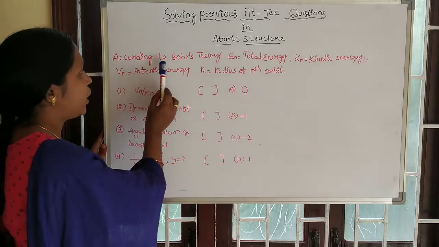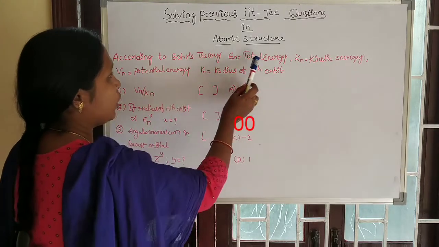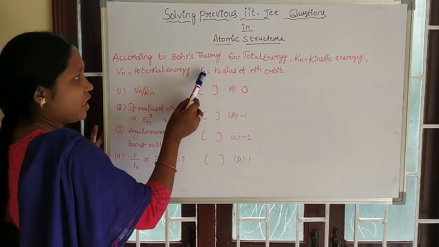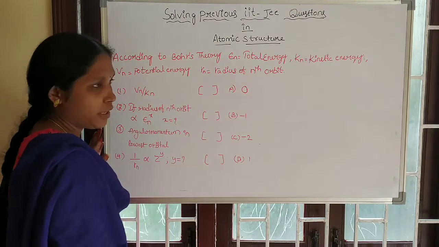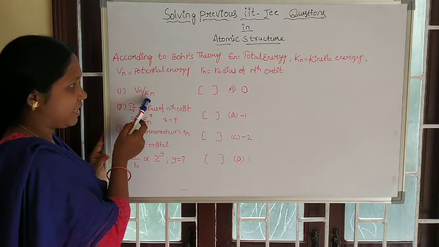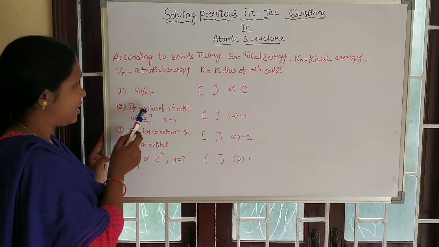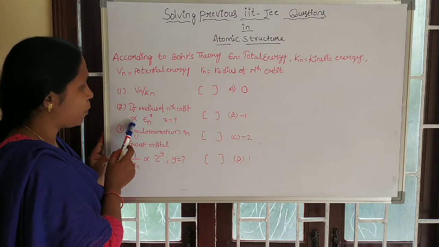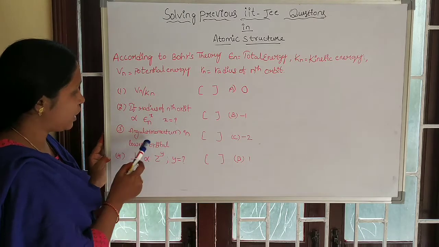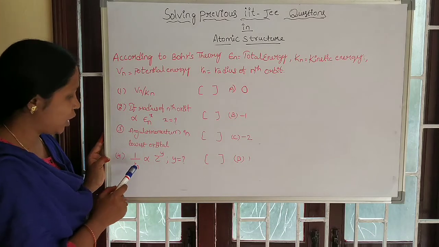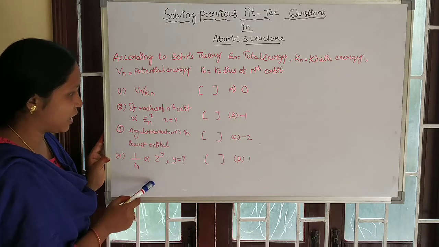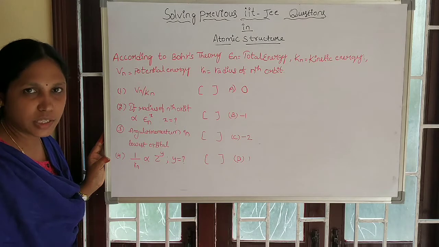See the next one. According to Bohr's theory, En is the total energy, Kn is the kinetic energy, Vn is the potential energy, and Rn is the radius of the nth orbit. Then match the following. Here, Vn by Kn is, and the radius of the nth orbit is proportional to En power x. What is the x? And the angular momentum in the lowest orbital, and 1 by Rn is proportional to Z power y. What is the y? Okay, we will see one after another.